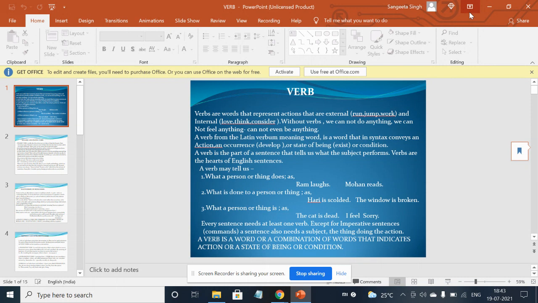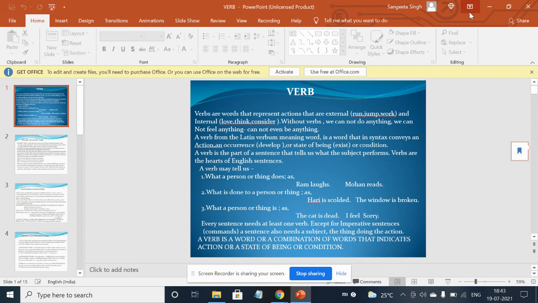Verbs are the words of English sentences. A verb may tell us what a person or thing does, as Ram laughs, Mohan reads. Second, what is done to a person or thing, as Hari is scolded, the window is broken. Third, what a person or thing is, as the car is dead, I feel sorry.